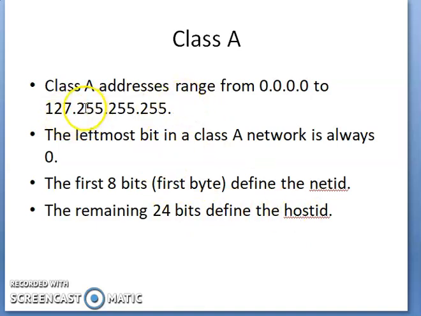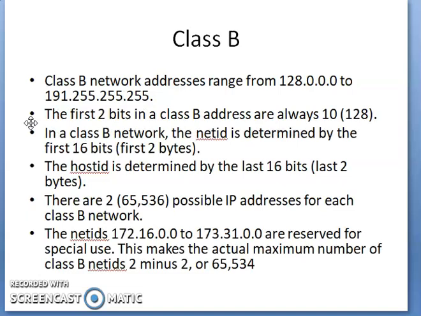So how many hosts are possible? These are 8, 8, 8, that means 3 times 8 is 24. So 2 raised to power 24 hosts are possible within a class A address, where the first octet, the first combination of 8 bits, identifies the network, and the remaining 24 bits identify the host machine. Similarly, we have class B.